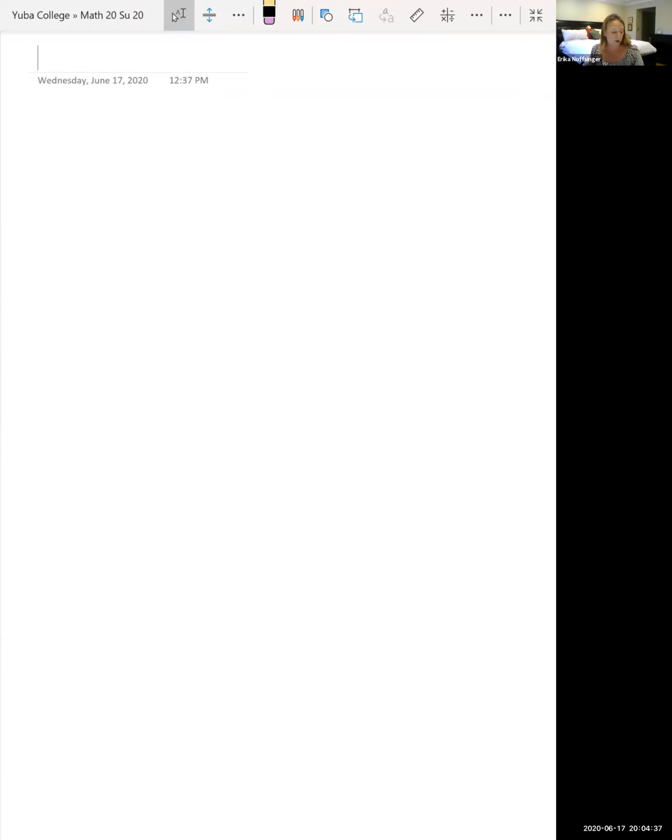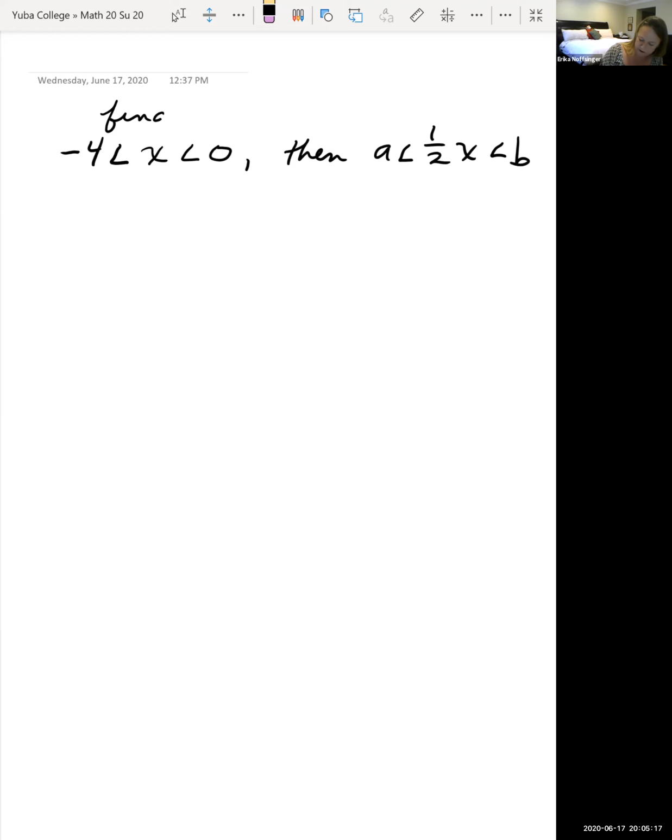Okay, so we're going to do a couple more examples on compound inequalities. In this example, we're going to try to manipulate our compound inequality so that we can find certain values. For instance, let's say that you have -4 is less than x is less than 0. And then a is less than 1/2 x is less than b. So we want to find a and b.